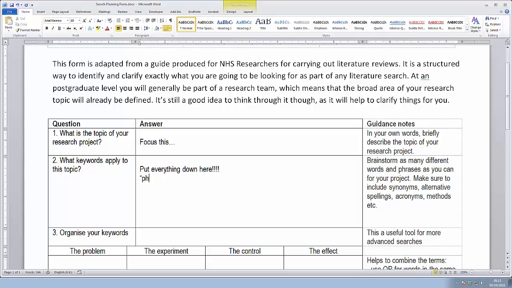If you have a phrase, then you're going to have to put a phrase in inverted commas so that you can look for that as a phrase later on. Sometimes it's important that two words are together, sometimes it's not, but really you're just kind of throwing everything down on paper. And you probably don't need to spend more than like 5 minutes at this, because most of the keywords will be readily available to you when you start thinking about them.